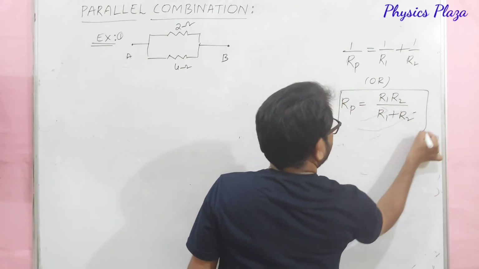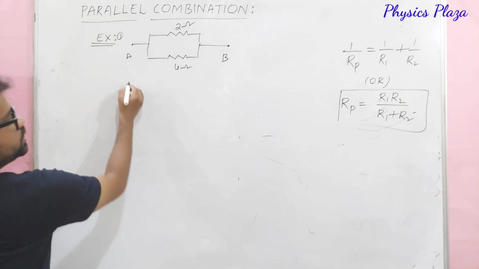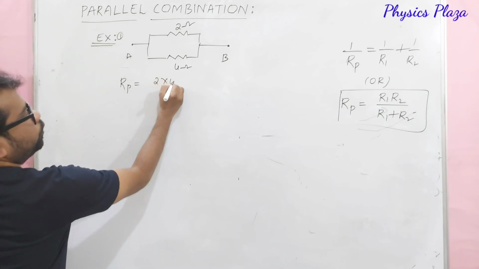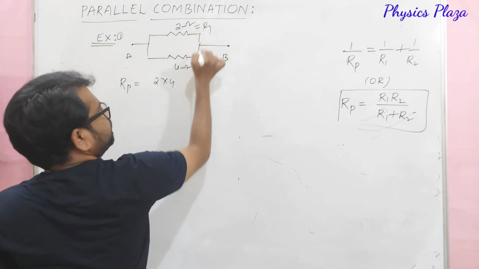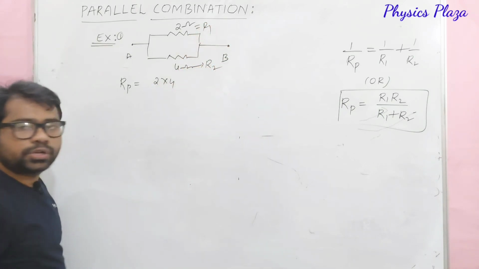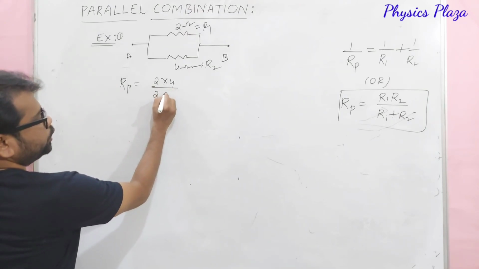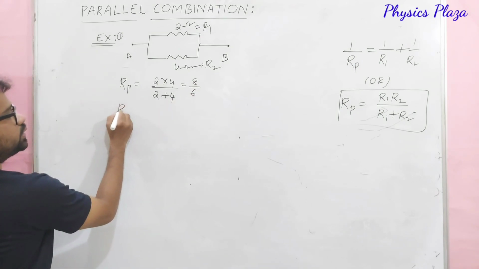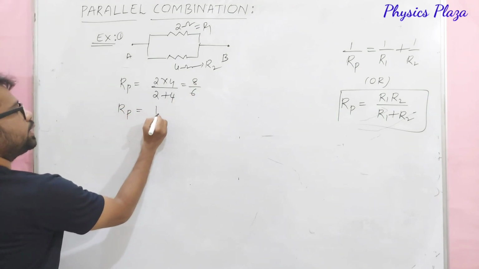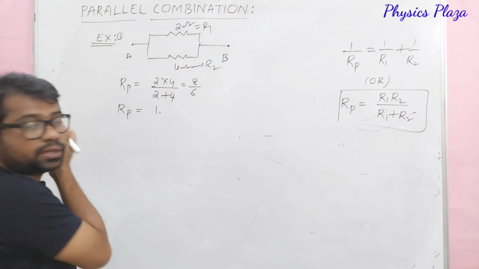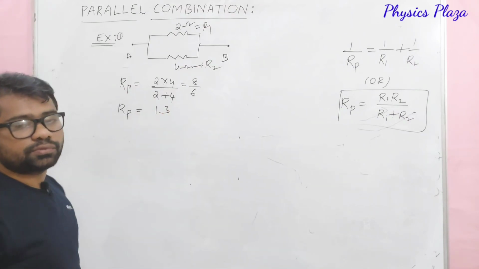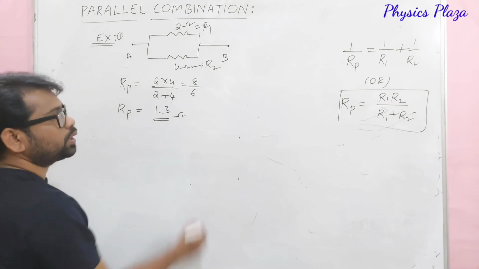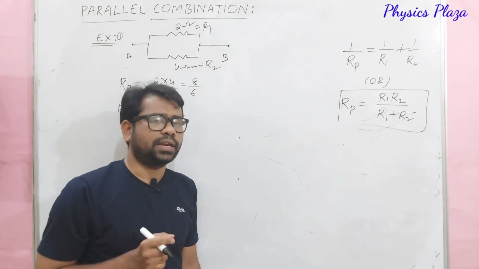It's very important. So now let us apply that. Here Rp is equal to 2 into 4, where this is R1 and this is R2. So 2 into 4 by 2 plus 4, this is 8 by 6. So here the resultant resistance is approximately 1.33 something. So let us use 1.3 ohm. So this is how actually we can calculate.